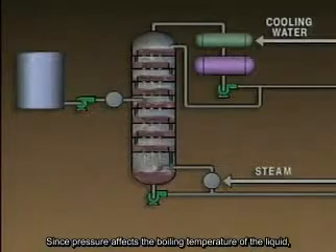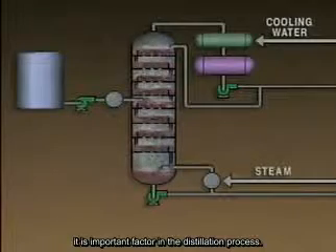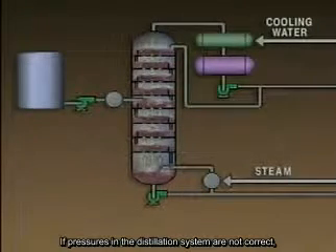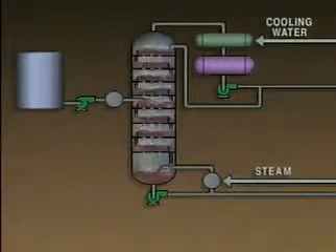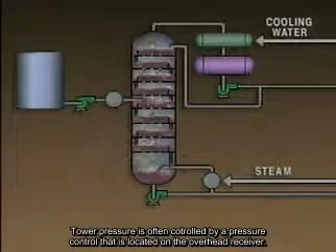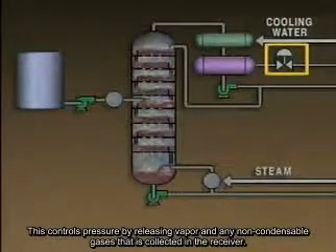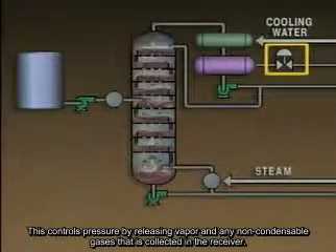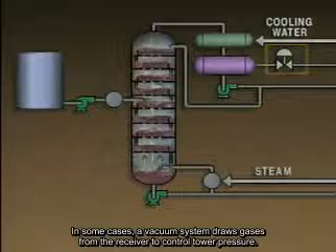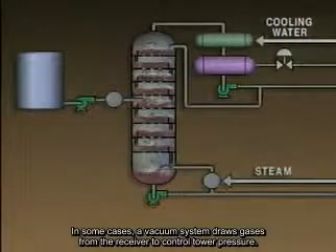Since pressure affects the boiling temperature of a liquid, it's an important factor in the distillation process. If pressures in a distillation system are not correct, product purity could decrease. Tower pressure is often controlled by a pressure control valve located on the overhead receiver. This valve controls pressure by releasing vapors and any non-condensable gases that have collected in the receiver. In some cases, a vacuum system draws gases from the receiver to control tower pressure.